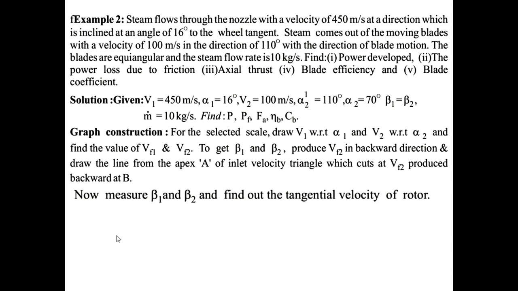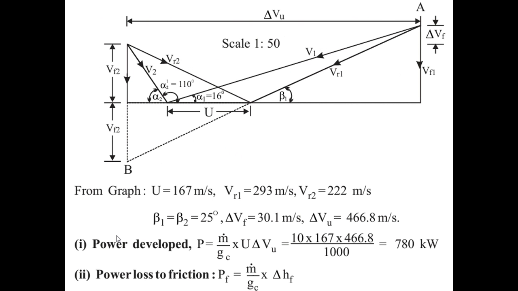Blade efficiency we need to find out. We know the formula, we can find out the blade efficiency. Lastly we need to find out the blade coefficient. Blade coefficient means friction factor. How much is the friction factor or the blade coefficient, VR2 by VR1? We can find out. All these factors can be found out once we solve this problem by graphical method. So to start with, I will go by this graphical method.